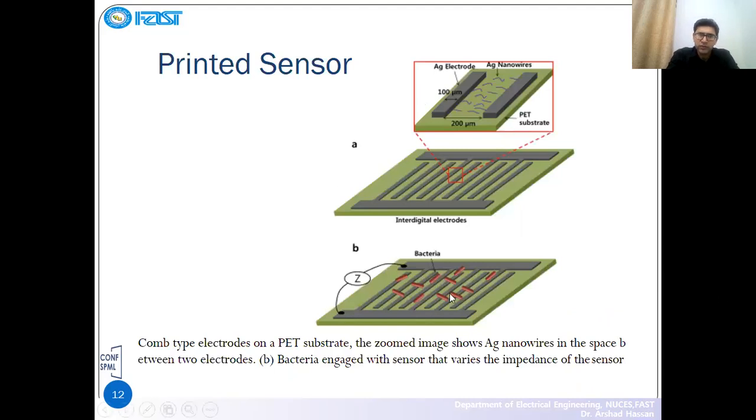So this is the zoomed image. Here you can see we have a printed sensor on which we deposit the bacteria and measure the impedance. And this is a zoomed version in which you can see there is a spacing of 200 micrometers between the electrodes, and then we have 18 nanowires, and the electrode width is 100 micrometers. So we drop a sample on the surface, and then we measure the impedance through the impedance analyzer.